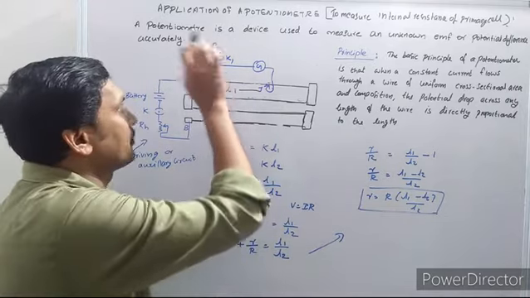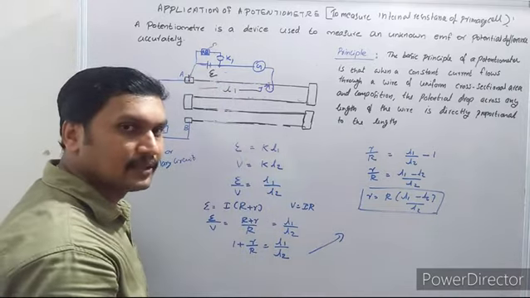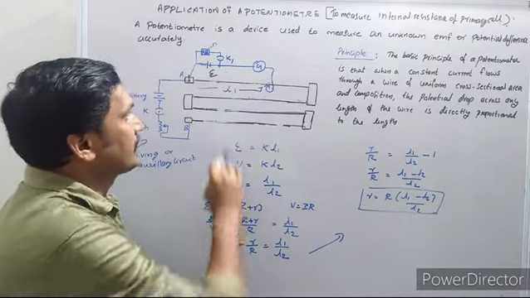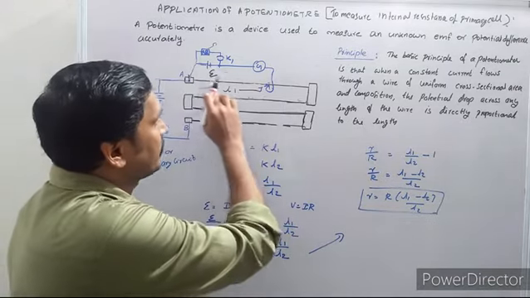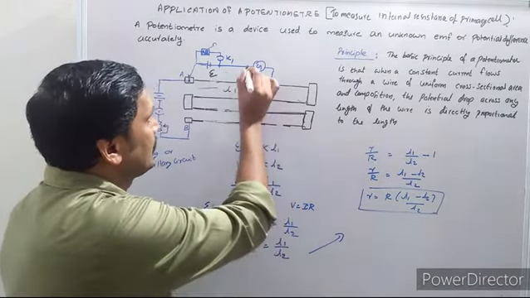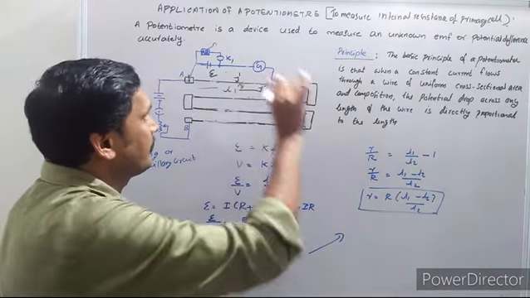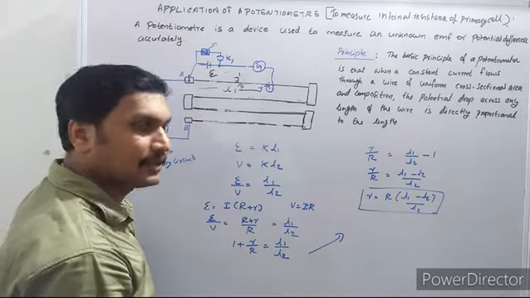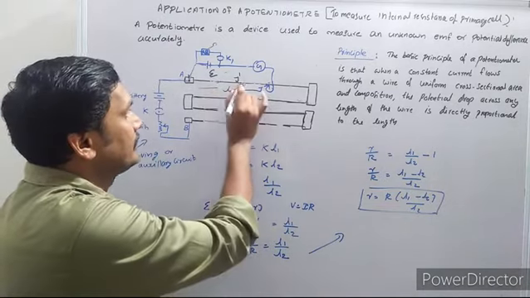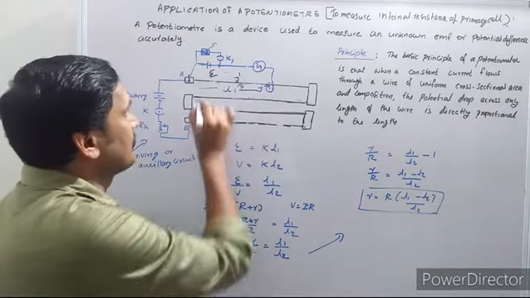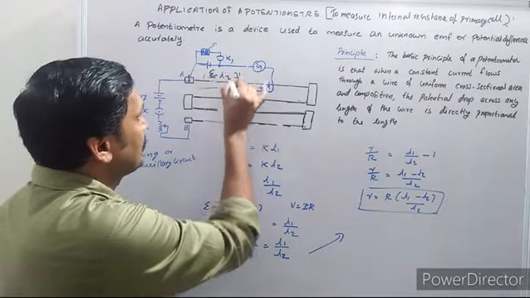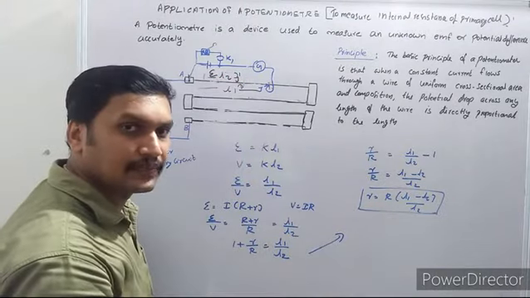We have the terminal potential difference of the cell. Now again we are sliding this jockey through this potentiometer wire. Suppose now we are getting the balancing length at this point J dash. Suppose that length is equal to L2.